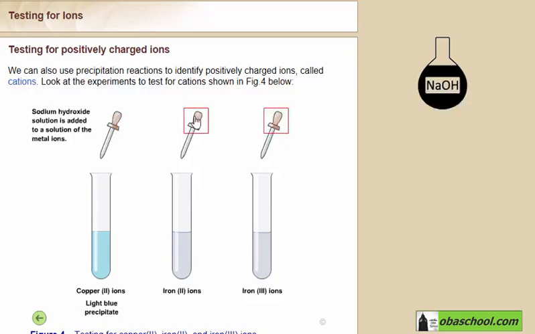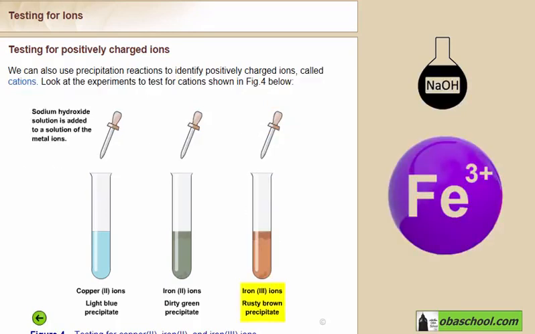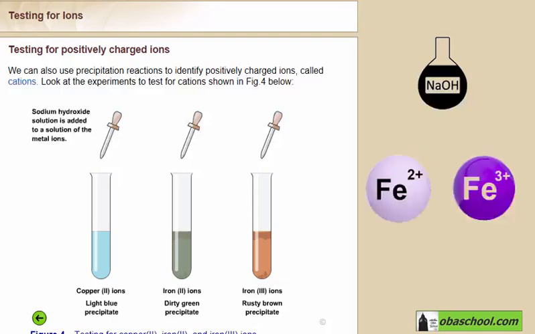Let's add sodium hydroxide solution to Fe2+ ions. A dirty green precipitate is formed. On the other hand, when we add sodium hydroxide solution to Fe3+ ions, a rusty brown precipitate is formed. So to differentiate between Fe2+ ions and Fe3+ ions, we will observe the color of the precipitate with sodium hydroxide solution. If it's a dirty green precipitate, then this is iron 2 ions, and if it's a rusty brown precipitate, then this is iron 3 ions.